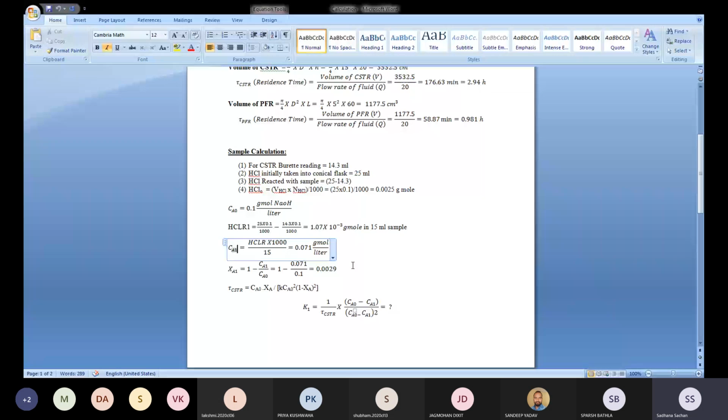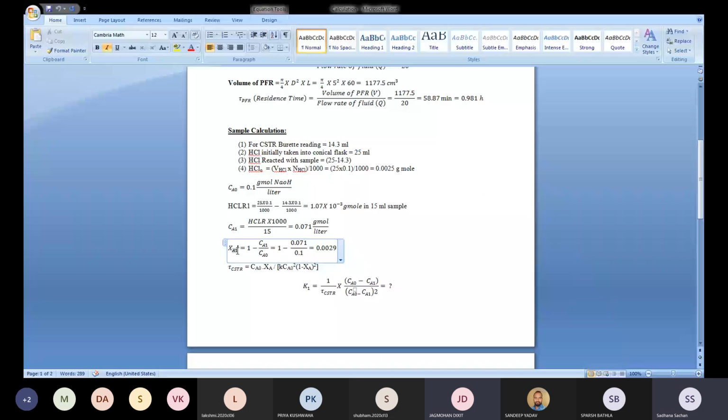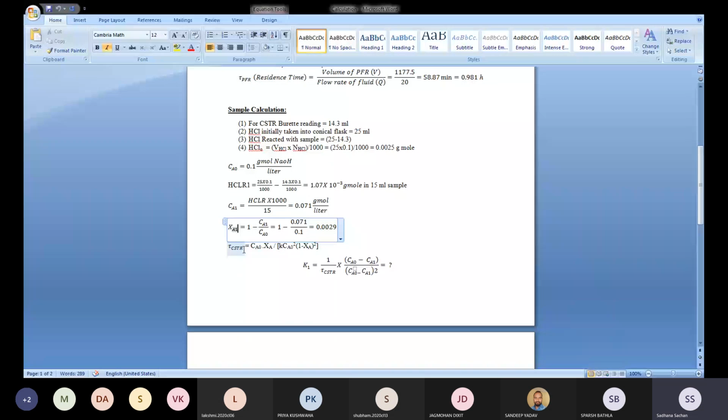Conversion we can find out. Yes, ma'am. Conversion is 1 minus Ca1 upon Ca naught. Then conversion we can calculate. Now, all of you are familiar with the kinetics of the CSTR here. So this equation of CSTR is V upon Fa naught equal to delta Xa over minus R. So we can find out tau in terms of the tau.